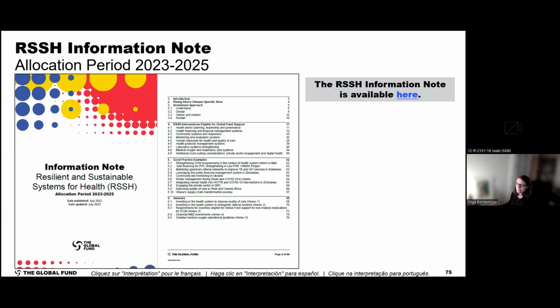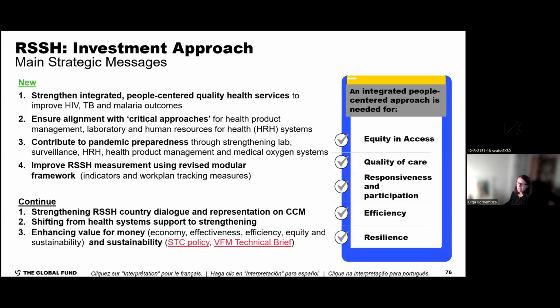Okay, if we go to the next slide, I wanted to pull out a few main strategic messages from the information notes overall. There are 4 new ones, and then a few that I just wanted to emphasize that are continuing, that I'm sure you've all heard before. The first and main one, which you've heard from HIV, TB, and malaria, is that we're really working on strengthening integrated people-centered quality health services and systems to improve HIV, TB, and malaria outcomes. On the right, in the blue, you can see some of the reasons why. We focused on this because in the new strategy for the Global Fund, this comes front and center.